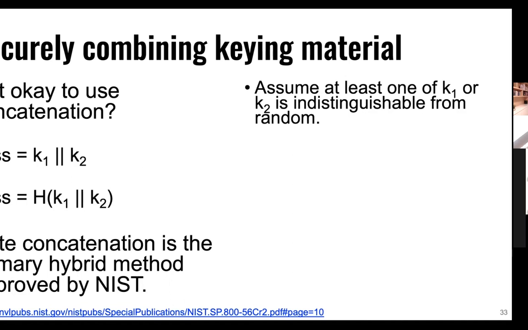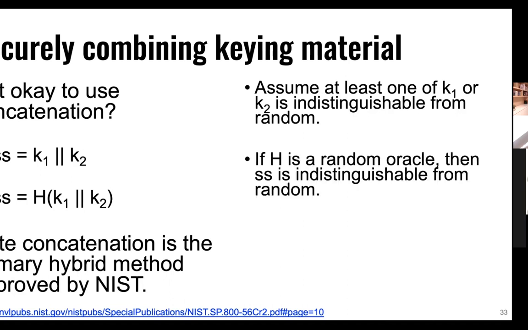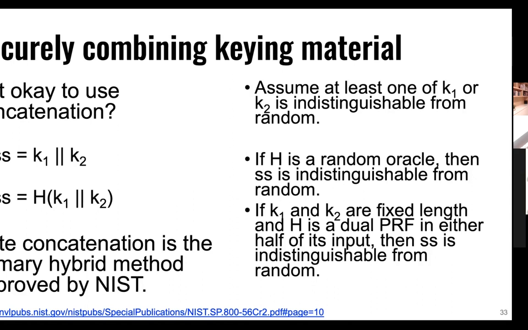And you can prove that this is a satisfactory combination method under a variety of different assumptions. So if we assume that at least one of the two contributing keys, K1 or K2, is indistinguishable from random, then in the random oracle model, for example, if H is a random oracle, then it's easy to show that this shared secret is indistinguishable from random. If you want to work in the standard model, if you assume that K1 and K2 are fixed length, and the function H is modeled as a dual pseudorandom function, meaning that in either half of its input, it acts as a good pseudorandom function, then the shared secret is also indistinguishable from random.